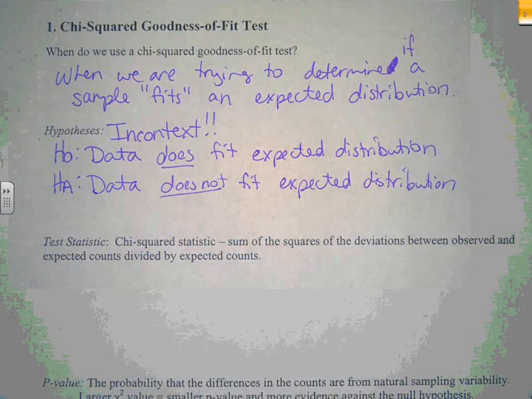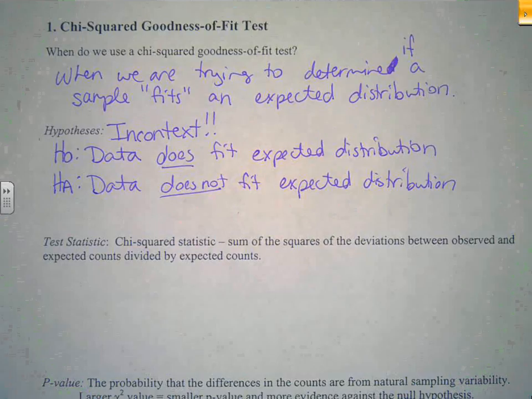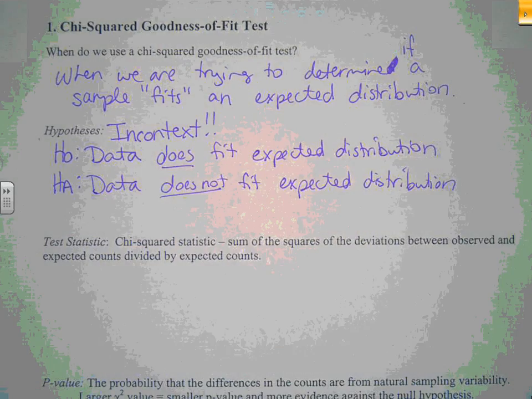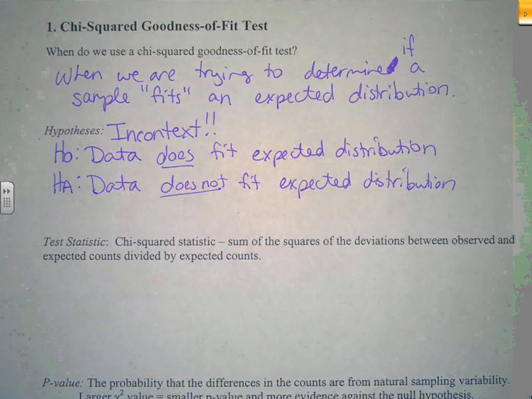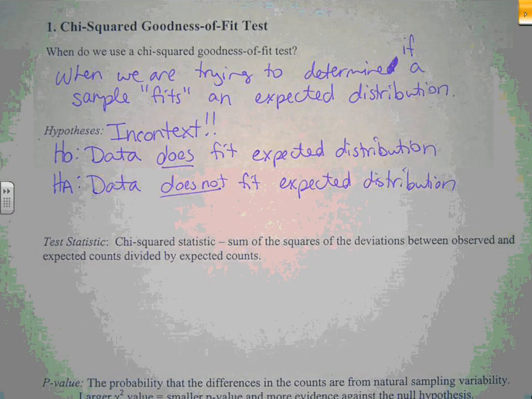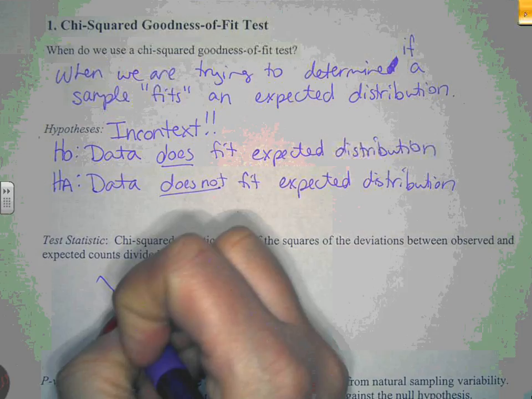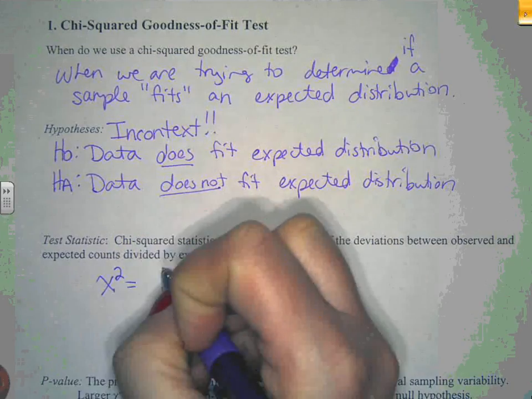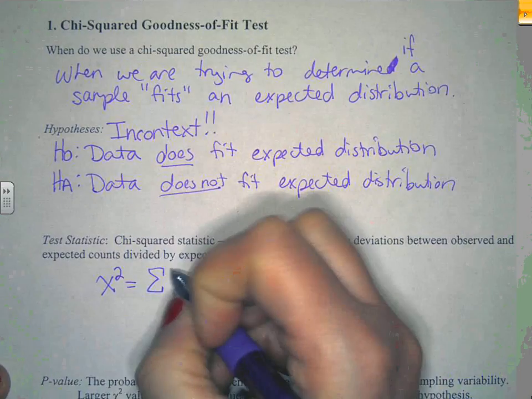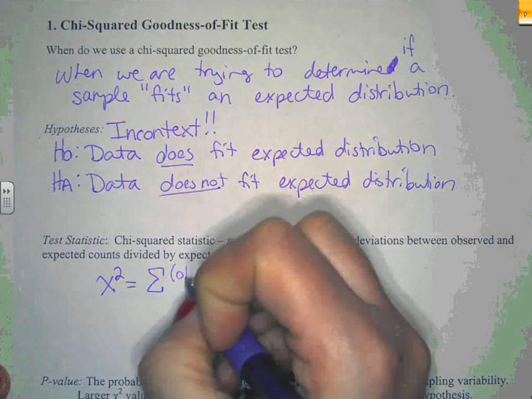Then just like any test, we're going to get a test statistic and a p-value, and then decide whether to reject or fail to reject the hypotheses. The test statistic in this one is not your z-score, it's not your t-score, it's called chi-squared, and that's what we practiced doing yesterday. So I'm just going to rewrite the formula for chi-squared.